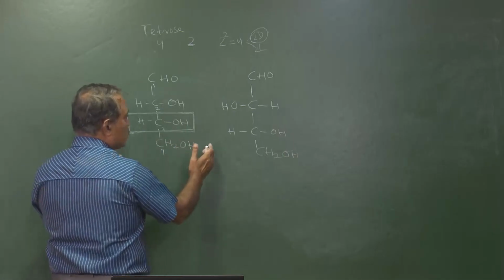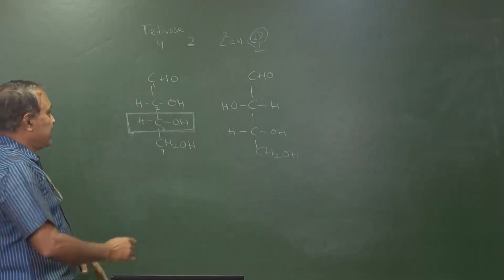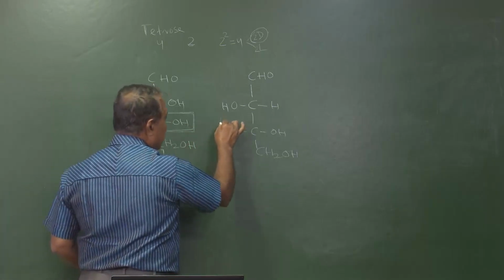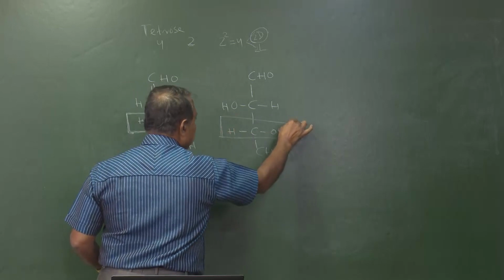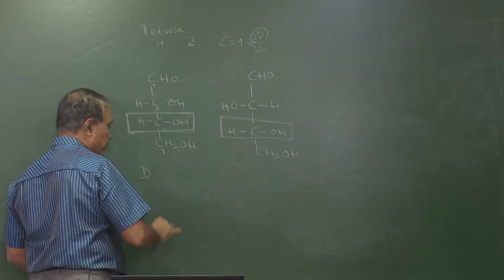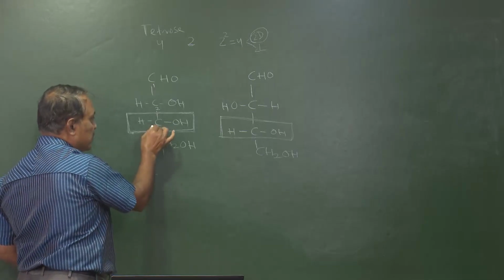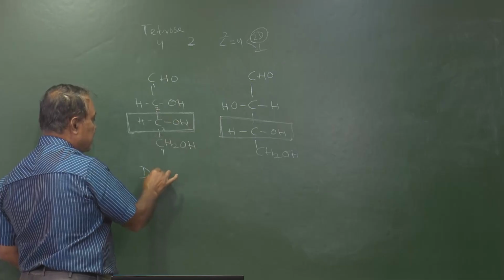Examine these 2 molecules. They are the same at the farthest asymmetric carbon atom. This implies they are D isomers, so I can write here D, because of this configuration HCOH. So for this we can write here D.